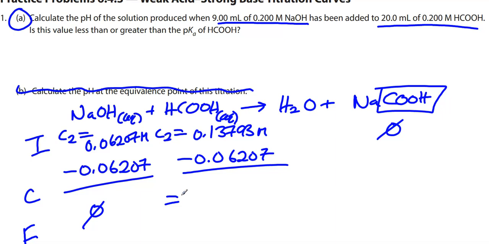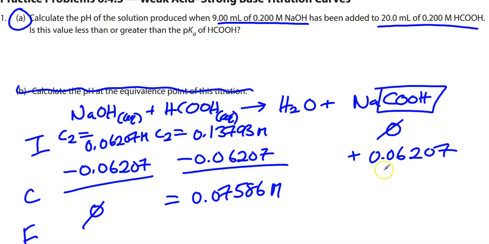So if we do 0.13793 minus 0.06207, we get 0.07586. Okay, now in the strong acid, strong base calculations we just did, we kind of stopped here, right? And then we looked at the pH. But we have to remember this ion is going to have an impact. So actually when we react those, we're producing the product in that same amount.